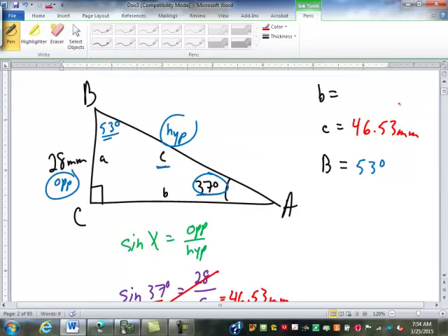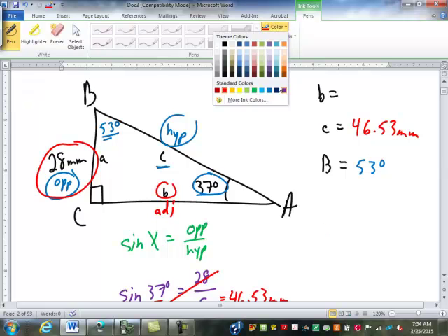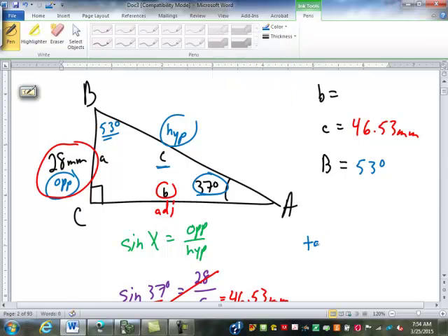Now for side A or for side B. Once again, we know side A, the 28 millimeters, is the opposite side. Side B would be the adjacent. So that means we are dealing with tangent. Tangent of an angle is opposite over adjacent.